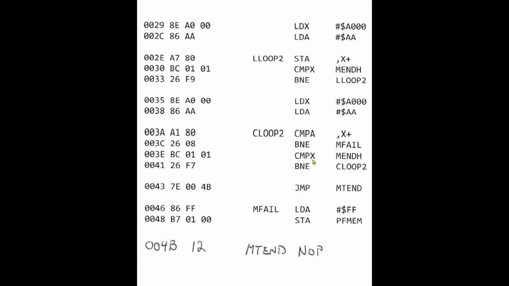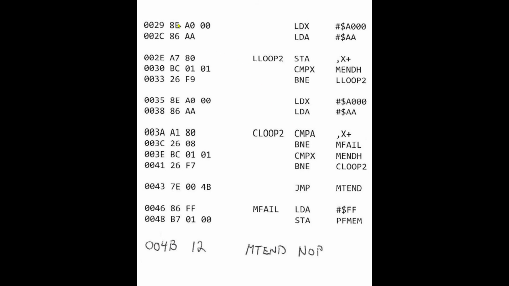And when we do reach A401, we jump over this branch not equal C loop 2 down here to jump, memory test end. And that's right here. Memory test end is where we entered that no op at address 4B12. Well, there you go. Now I'll put all these photographs up at the end of the video, and you can go through each and analyze what we did.